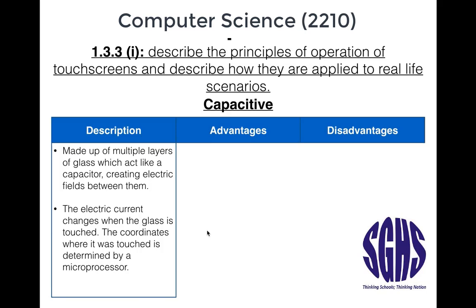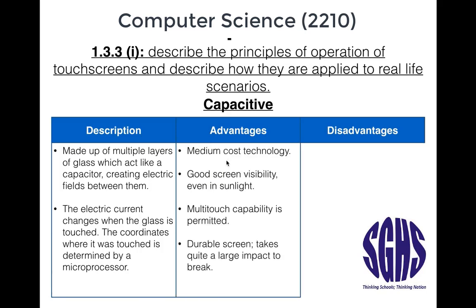The advantages of capacitive devices are medium cost and good screen visibility in sunlight. There's a multi-touch feature. You may notice that on some of your smartphones you can multi-touch. And the screen is quite durable. It takes quite a large impact to break, but don't try it, because I have friends who have broken screens.